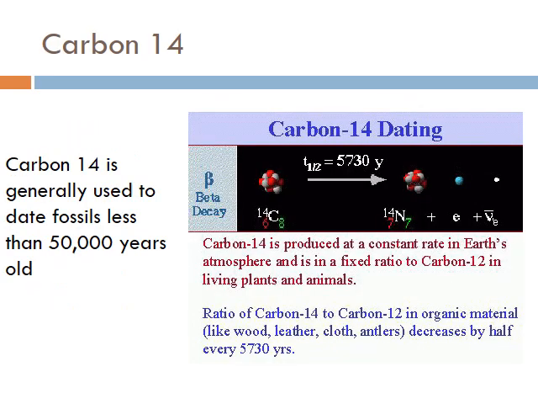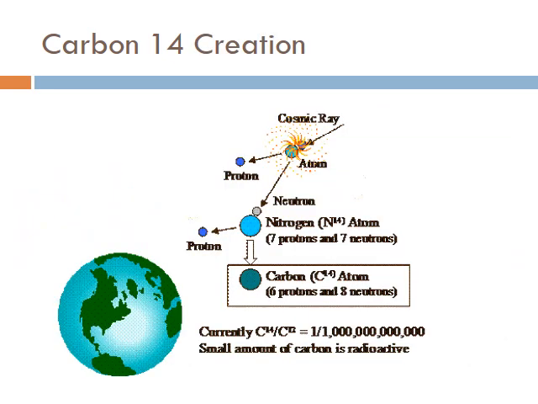The one we're generally going to use to date fossils less than 50,000 years old, so all of human civilization and our immediate precursors, is going to be carbon-14. Carbon-14 is produced at an absolutely constant rate in the atmosphere, and it is in a known ratio to carbon-12. So the way this works, and how this carbon-14 gets into us.